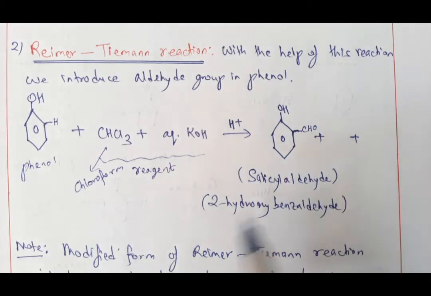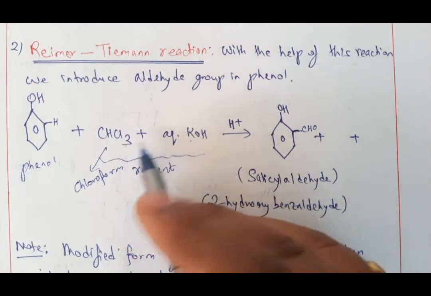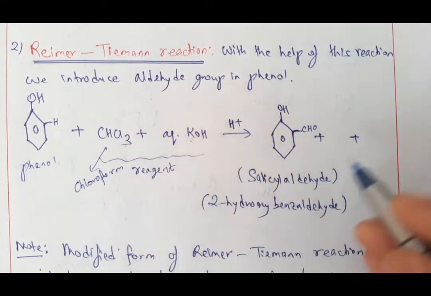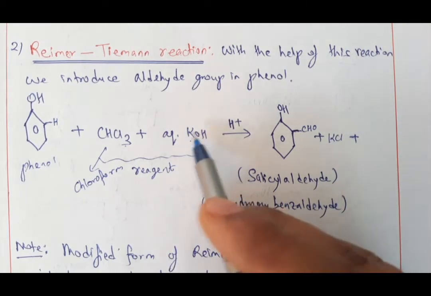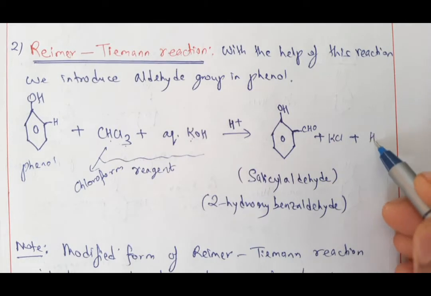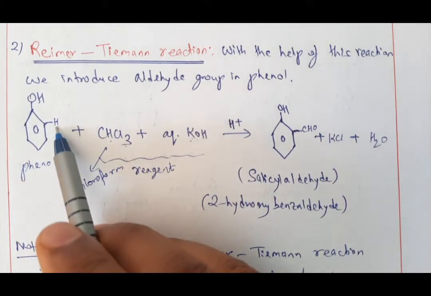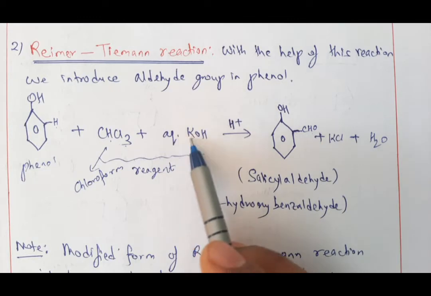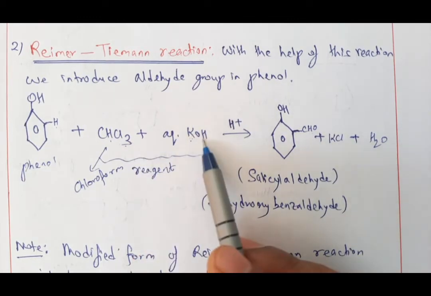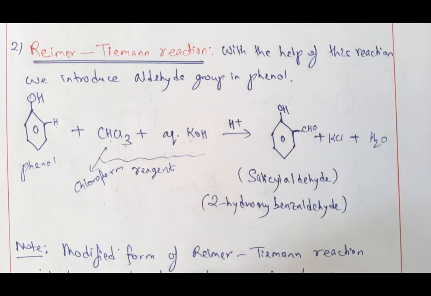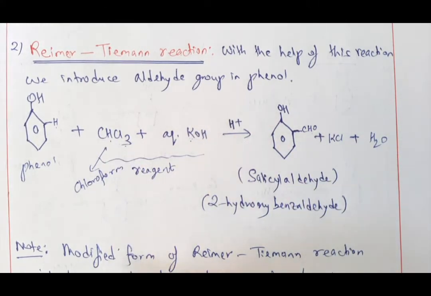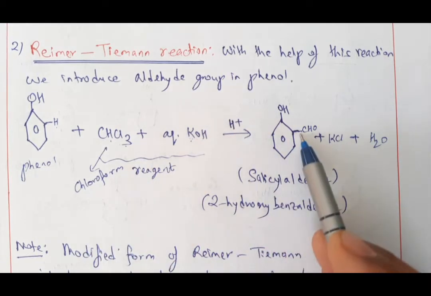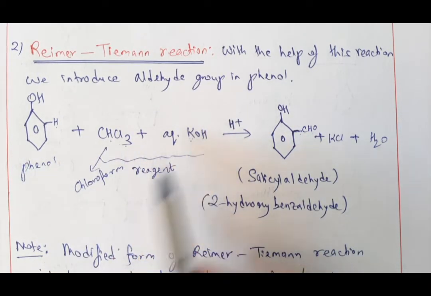Now the other products. This K will go with this Cl to form KCl as one of the byproducts. This OH goes with this H to form water. So in place of this H, the aldehyde group will come. K and Cl will form KCl. This OH goes with this H to form water. And this carbon which was in chloroform is here, students. So with the help of the Reimer-Tiemann reaction, we introduce an aldehyde group inside phenol, and the reagent is these two, chloroform and aqueous KOH. Okay.